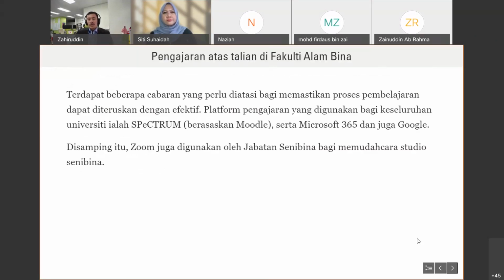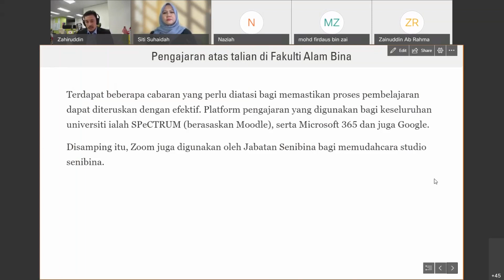There are a few challenges that we had to face so that learning can run effectively. The university uses the main platform, Spectrum, the Moodle-based system. We also have accounts with Microsoft and Google, so we use our Microsoft 365 facilities and Google Meet quite extensively.